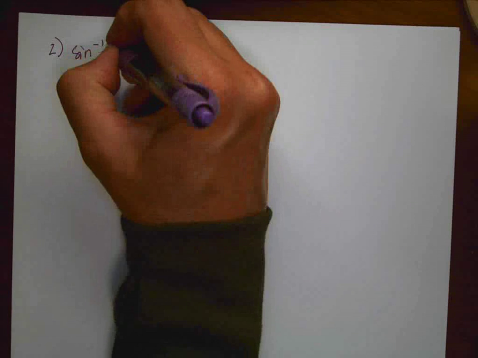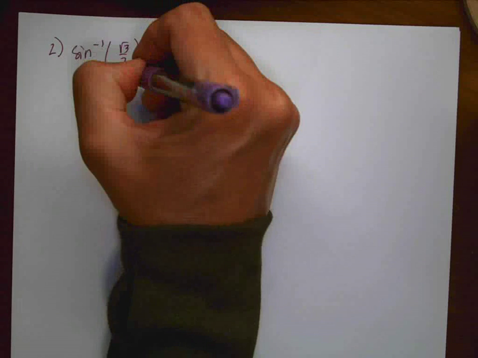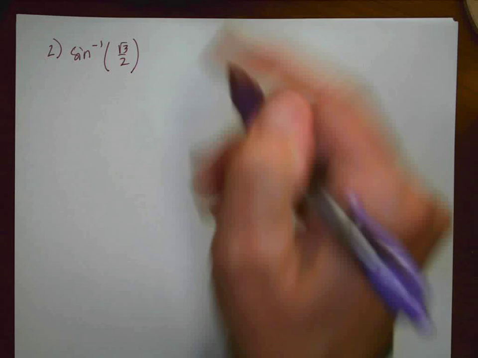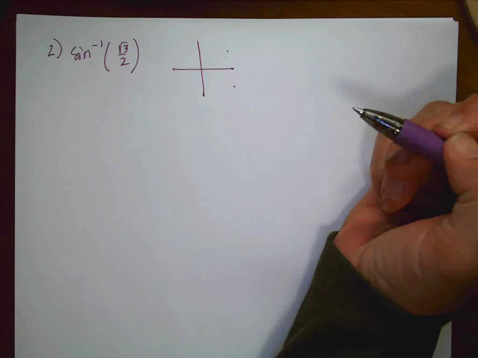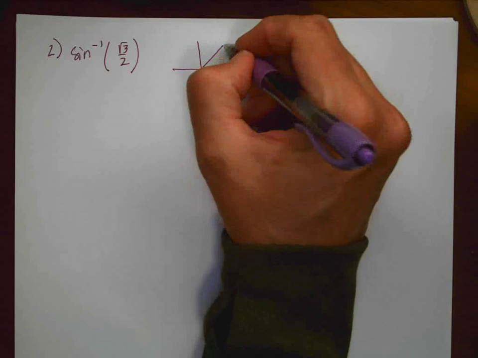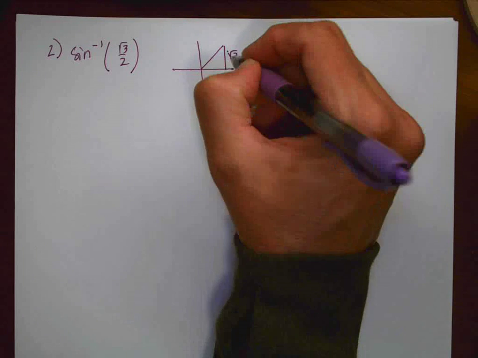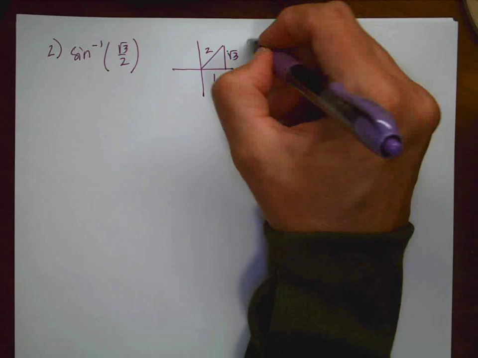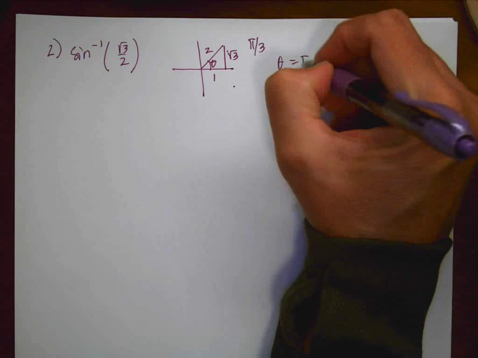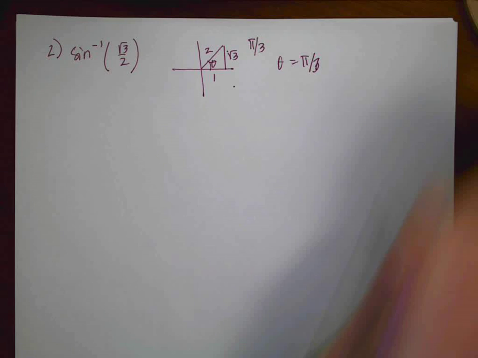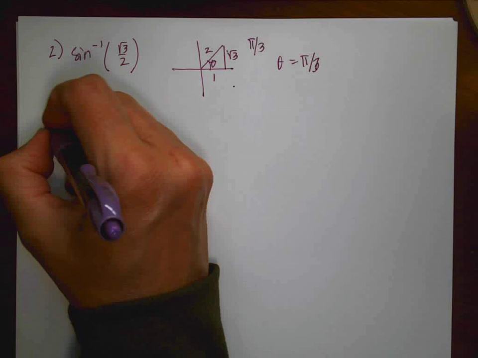Okay? All right, let's do another part of this example. So I want to do the inverse sine of radical 3 over 2. Okay? Again, arc sine is limited to the first and the fourth quadrants. Sine is positive in this quadrant, so this is radical 3 over 2 and 1. The angle is pi over 3, and so I would write theta is equal to pi over 3.